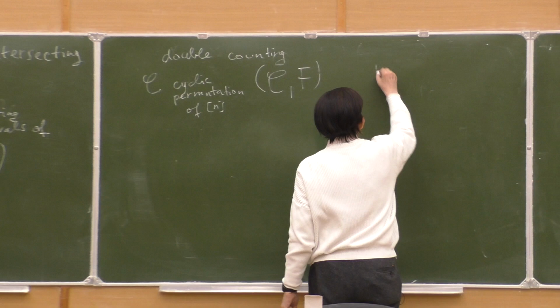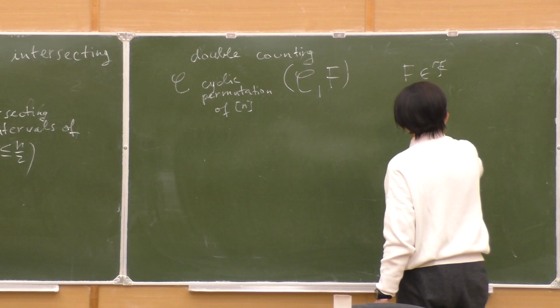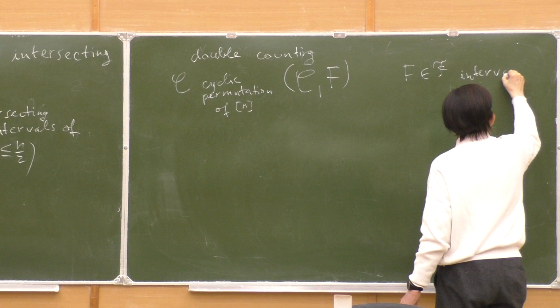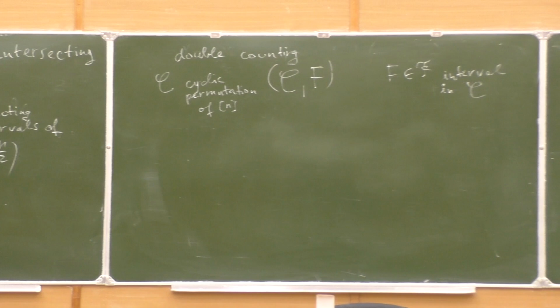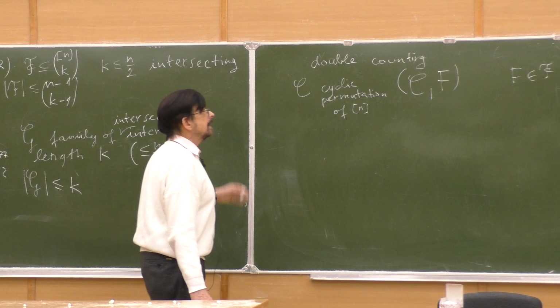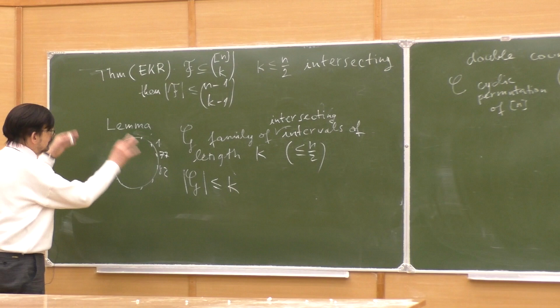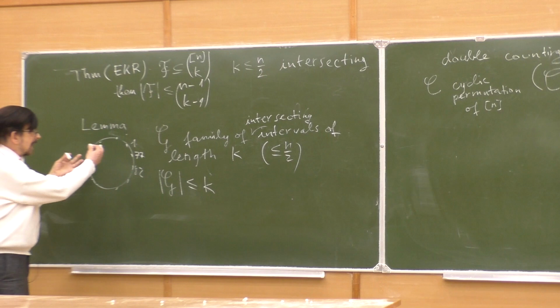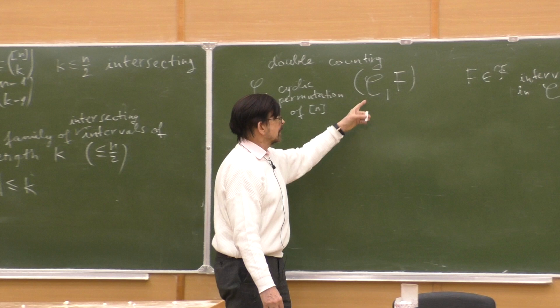F is in the family, the intersecting family from the theorem, and we consider F as an interval in C. Maybe it's not clever to write a script letter, but I hope you don't mind. So this is one ordering, and F is taken from the family. Imagine that we mix the elements, and some members of F become intervals here, some of them don't. At this moment, we just consider those which become intervals in this cyclic ordering.